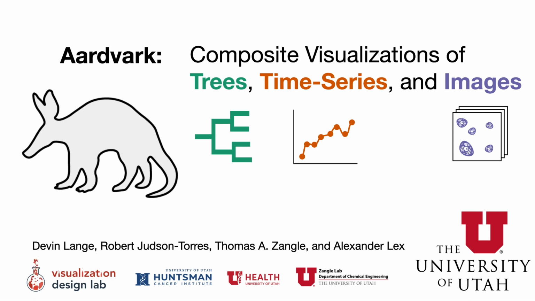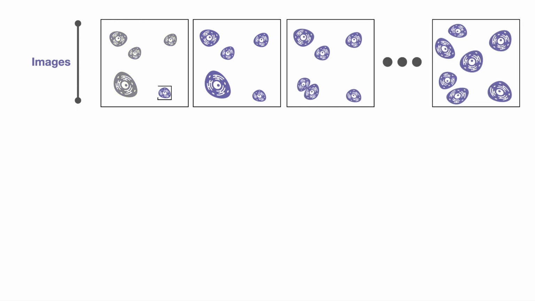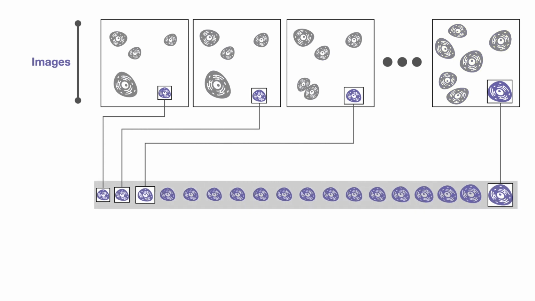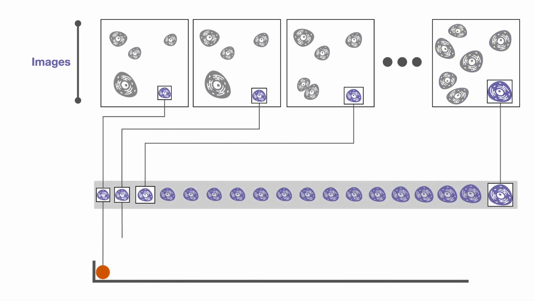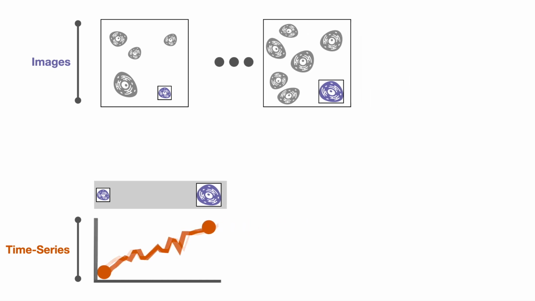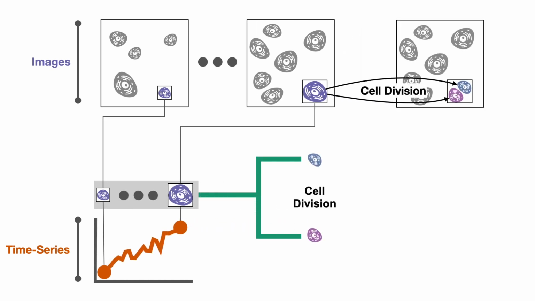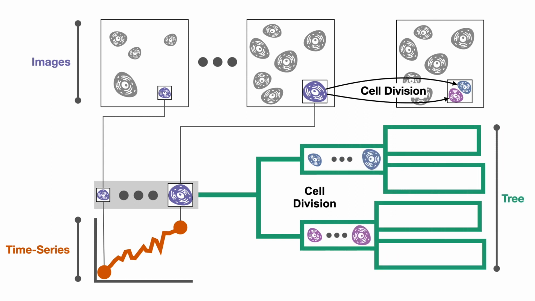Aardvark uses composite visualizations of trees, time series, and images to help researchers understand how cancer cells grow, divide, and spread. Our collaborators collect time series microscopy images where cells are tracked over time. Derived attributes, such as cell mass and cell location, are measured, resulting in time series data. And when cells divide, the relationship is recorded to produce a tree or cell lineage.